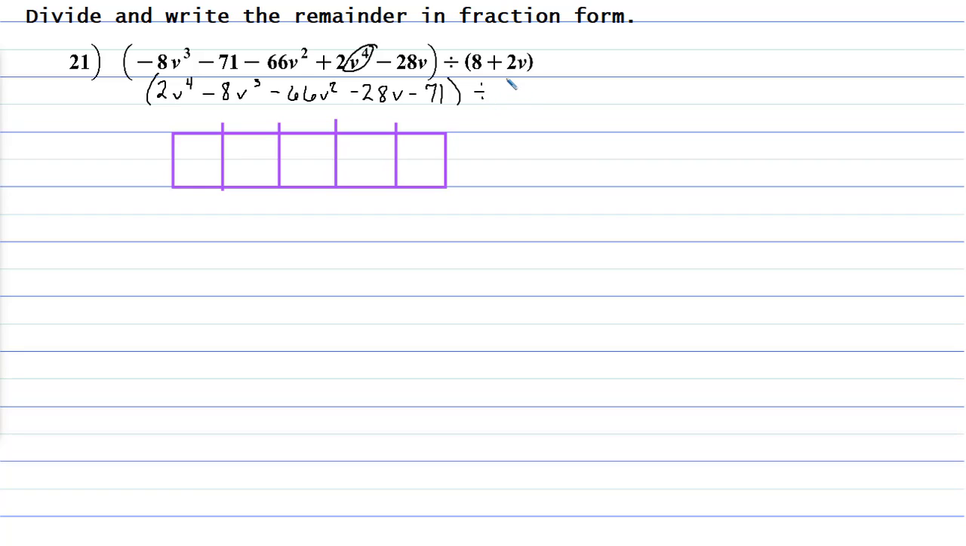And then we're going to divide that by 2v plus 8, because you have to have that in the right order as well. And so 2v to the 4th, we divide and we end up with v cubed. Multiply down, 8v cubed. So I need to take 8v cubed plus something to get to negative 8v cubed. And so I need to subtract out 16v cubed.